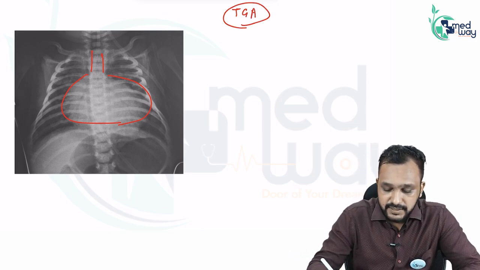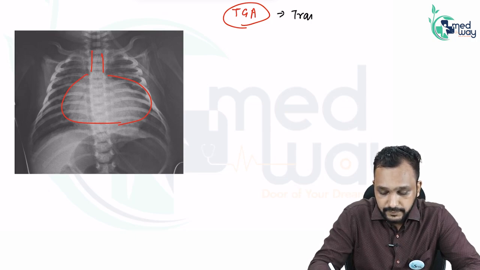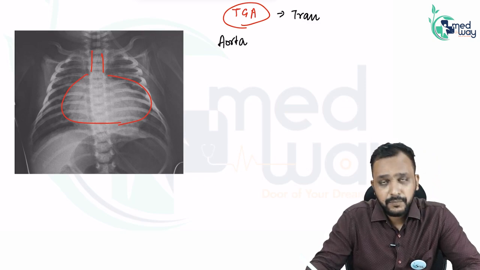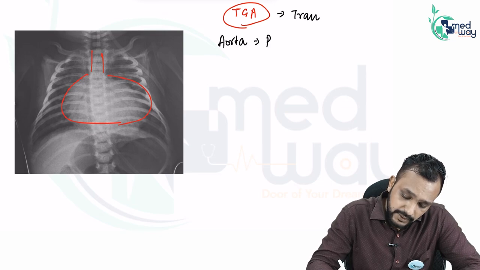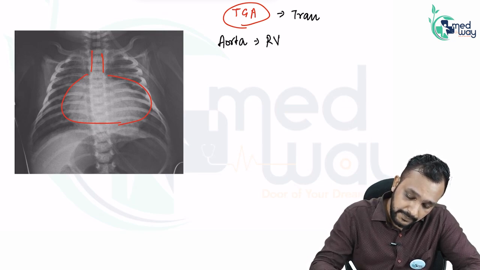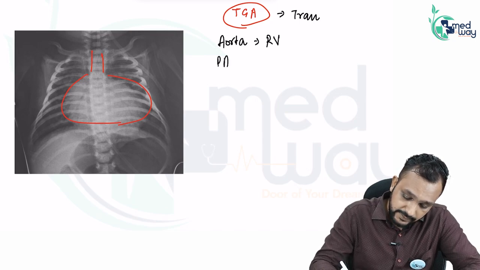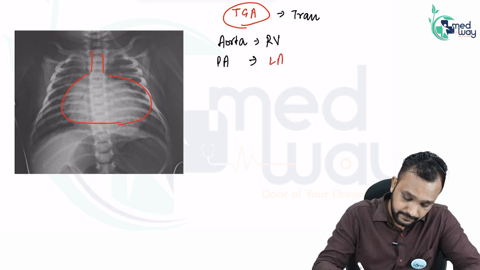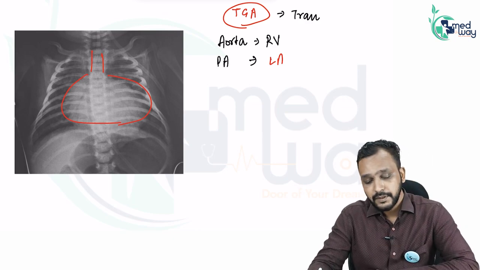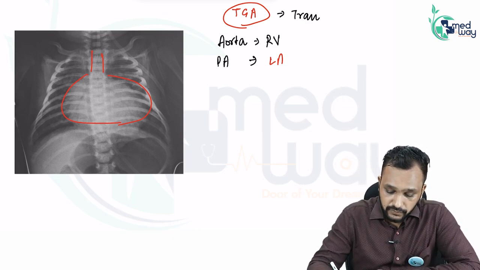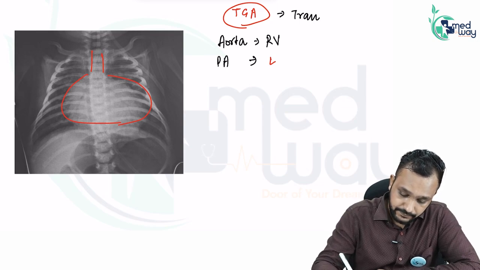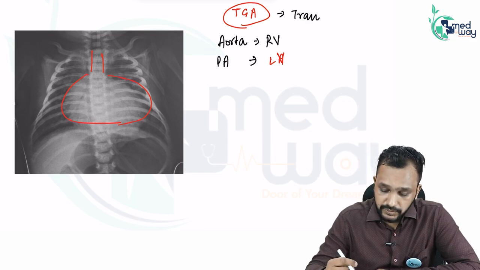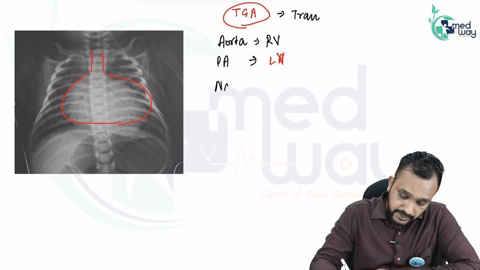So guys, what do you understand by transposition of great arteries? It means that aorta, instead of arising from the left ventricle, it is arising from the right ventricle, and your pulmonary artery, instead of arising from the right ventricle, it is arising from the left ventricle, right? So this is what you understand by transposition of great arteries. Now, what happens in this patient? You will see there will be narrowing of the superior mediastinum.